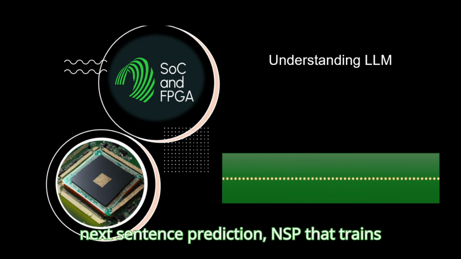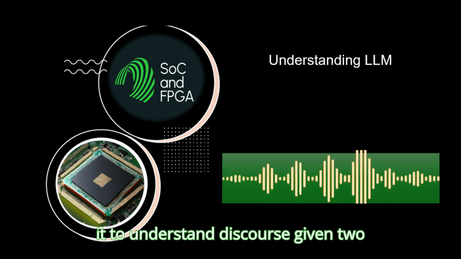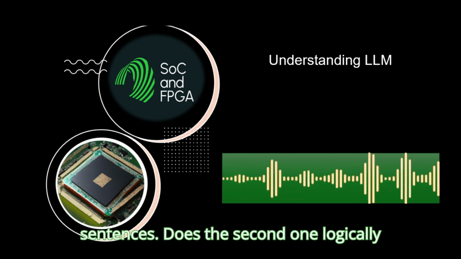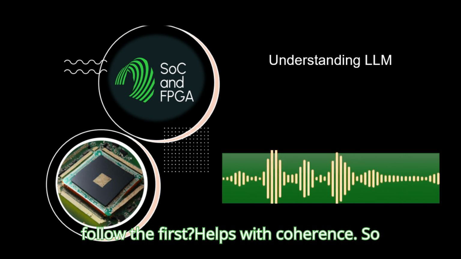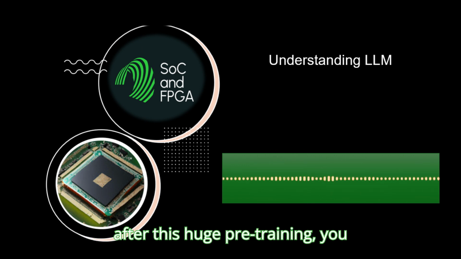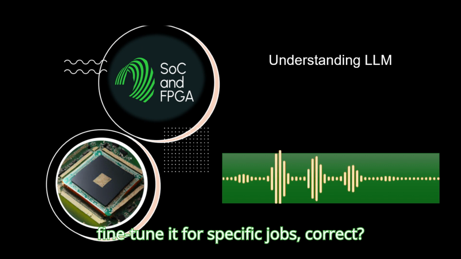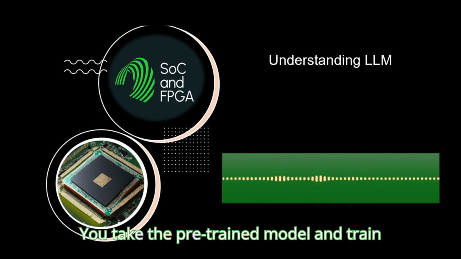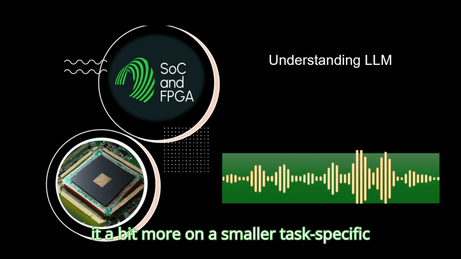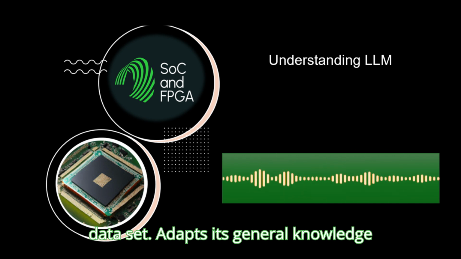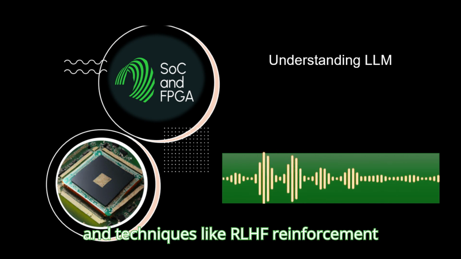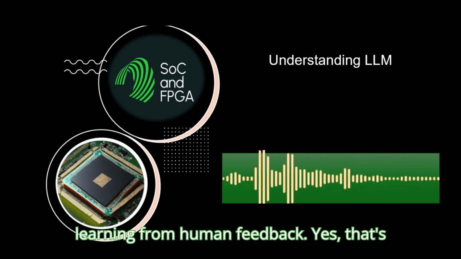And the other one, next sentence prediction, NSP. That trains it to understand discourse. Given two sentences, does the second one logically follow the first? Helps with coherence. So after this huge pre-training, you fine-tune it for specific jobs. Correct. You take the pre-trained model and train it a bit more on a smaller, task-specific dataset, which adapts its general knowledge. And techniques like RLHF, reinforcement learning from human feedback.